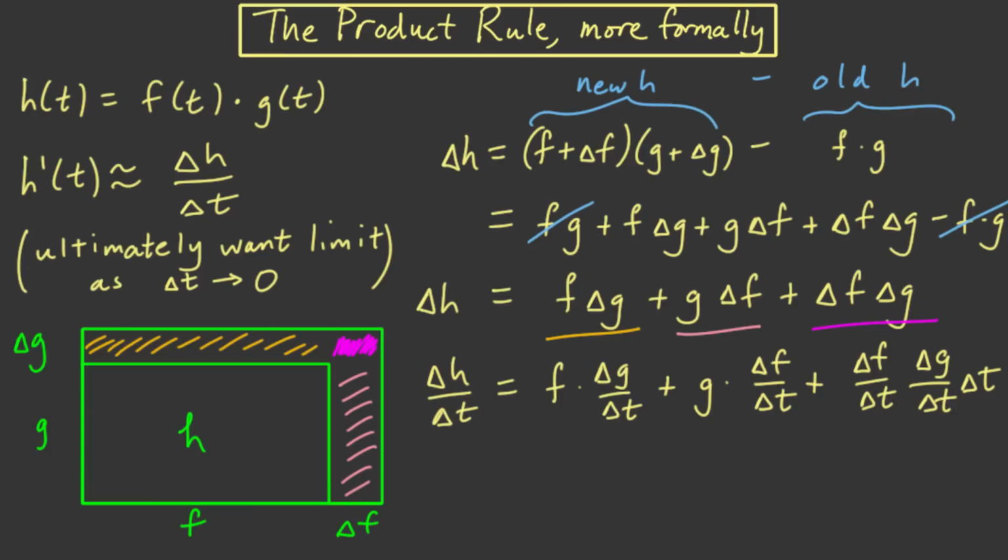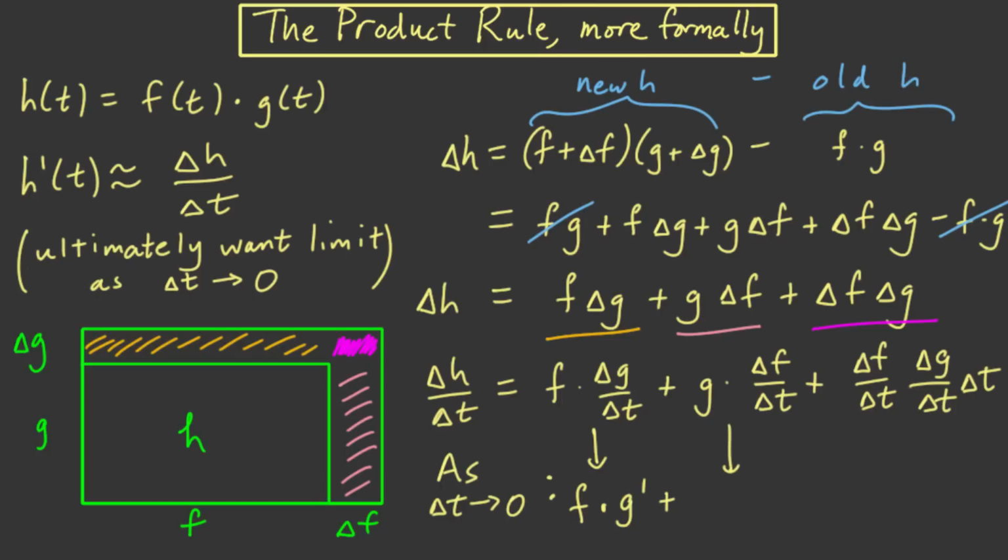And now remember, we're supposed to take the limit as delta t goes to 0. And we're going to do that to all of these terms. And in the first one, well, we've got f, that stays the same. But what's going on with delta g over delta t as delta t goes to 0? Well, that's just the definition of the derivative. That's g prime. We're assuming that g is differentiable here.